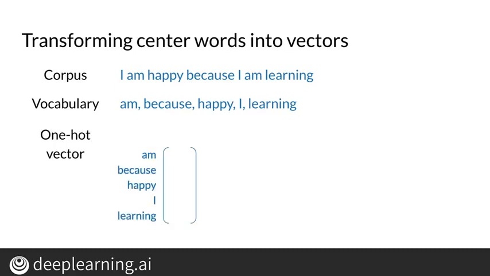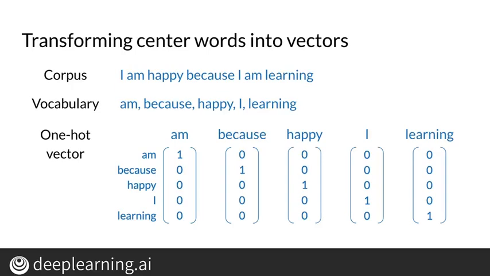You can now encode each word as a column one-hot vector, where each row of the vector corresponds to a word of the vocabulary. So 5 rows in total here. By the way, here the words corresponding to the rows are arranged in alphabetical order, but any other order would be fine. In this way, the vector for am will have a 1 in the row corresponding to am and 0 everywhere else. Because will have a 1 in the row for because and 0 in the other rows, and so on. This is how you will input the center words into the model.